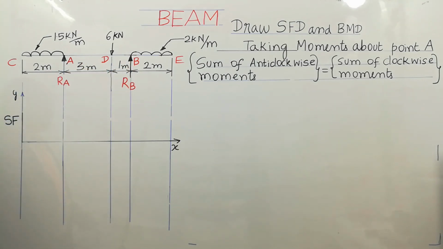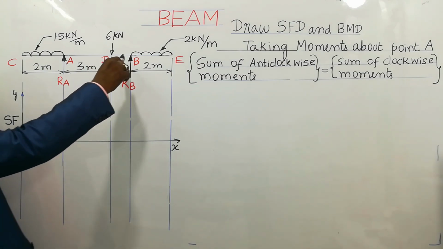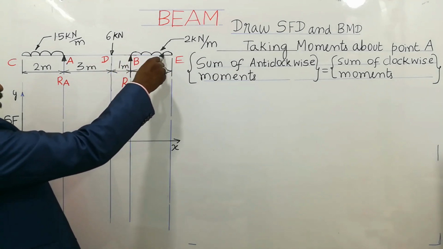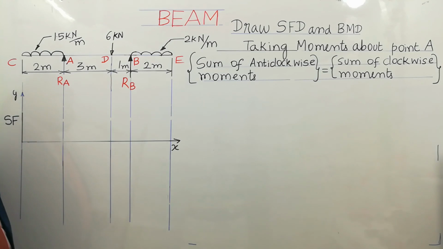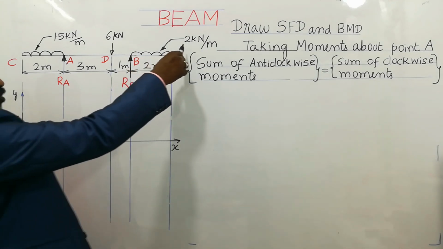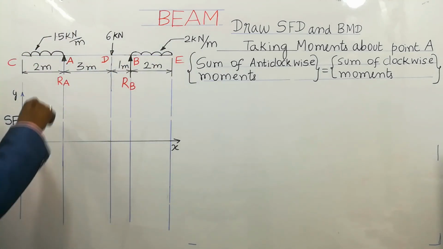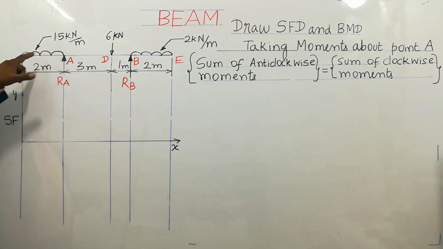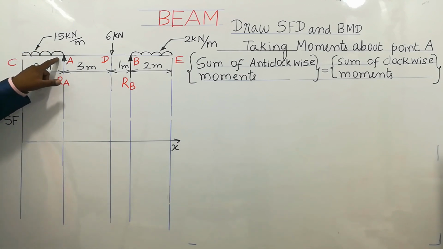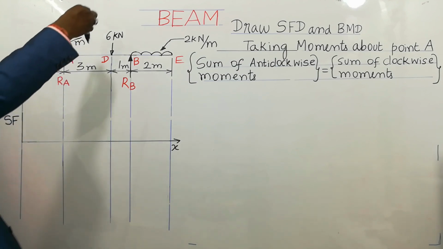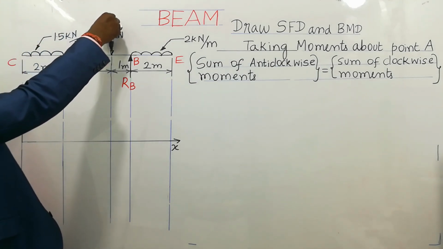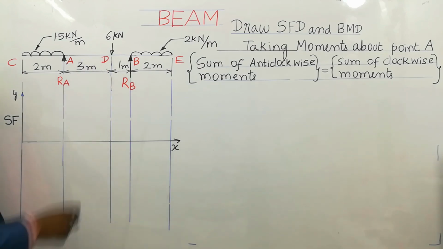This beam carries a UDL, a uniformly distributed load, shortly called UDL, of value 2 kN per meter. On the left hand side, a UDL of 1.5 kN per meter is there. In addition, 6 kN is a point load acting at point D.